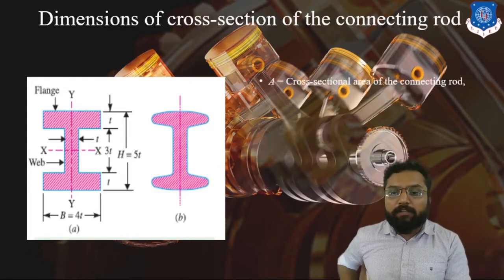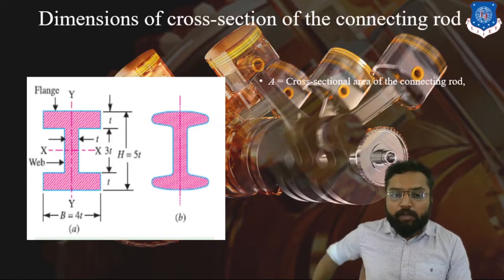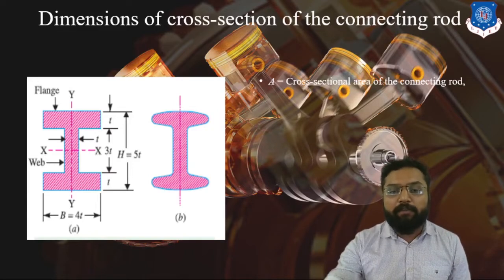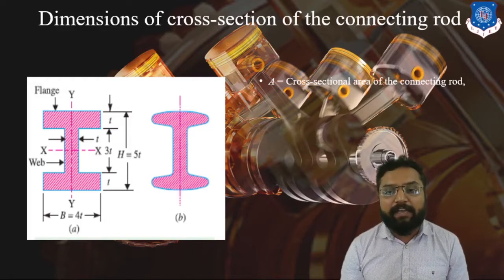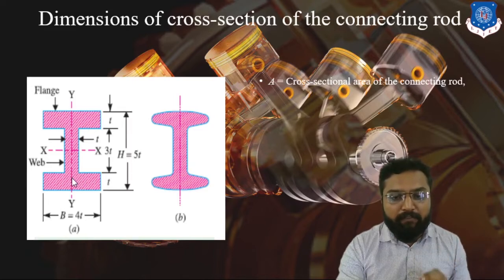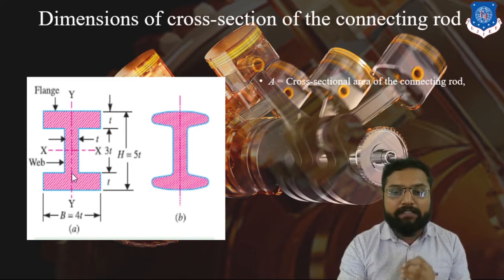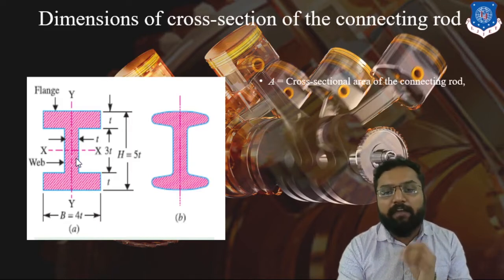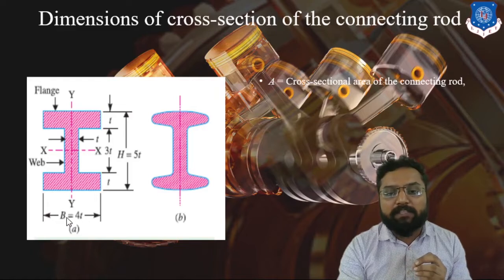Then the cross section area of the connecting rod. Let's discuss the cross section area of the connecting rod. What will be our cross section area? Here you can see it is the total area of the flanges and web. There are two flanges and one web. So ultimately the cross section area will be the area of 2 times the flange plus the area of the web. So what could be the area of this flange?